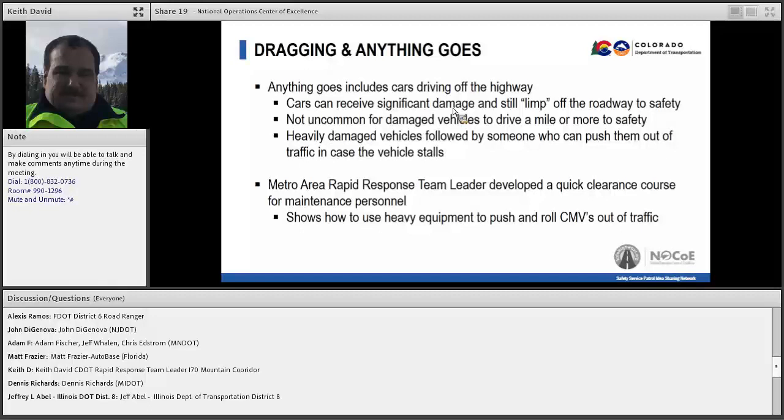One of the metro area rapid response team leaders developed the quick clearance course for the maintenance guys. At the maintenance training area, they take a front-end loader or other piece of heavy equipment and a Connex box that simulates the size of a CMV, and they roll it around and push it around the yard to show that if a CMV were to roll over, no heavy tow were close by, but maintenance had heavy equipment in the area, we could use our heavy equipment to move it out of traffic.